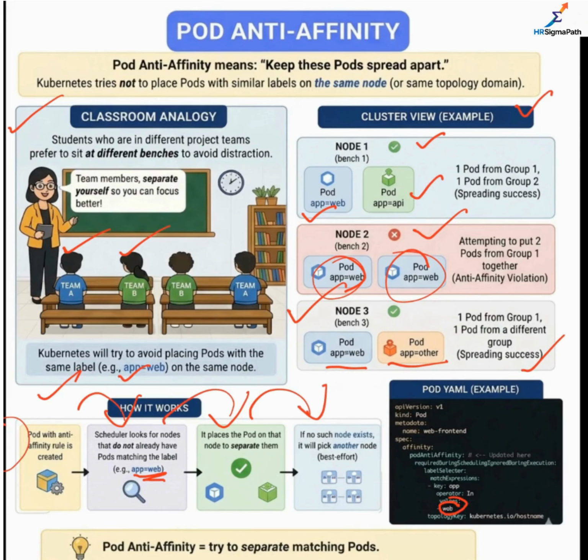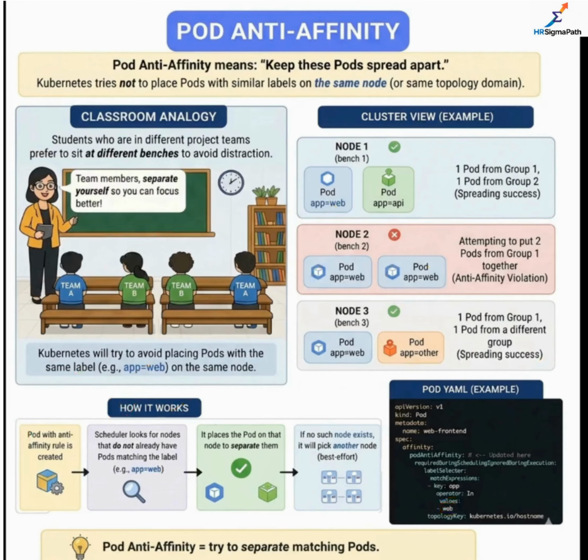So here we can see this pod YAML file. This YAML file tells Kubernetes, when scheduling this pod, to avoid these nodes here. App equals web is the value, and the topology key defines how nodes are grouped, here by host name. To summarize, with pod anti-affinity Kubernetes tries to separate matching pods, like seating students from the same team at different benches. It ensures focus, balance, and better resource distribution across the cluster.